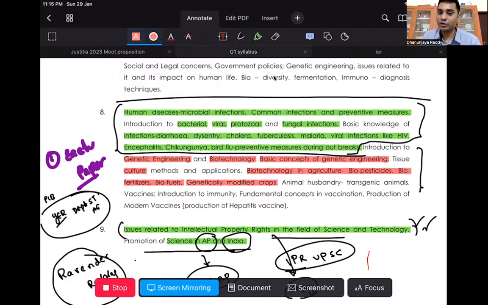The difference between biotechnology and genetically modified crops you should know. And then animal husbandry, in that transgenic animals. So until this is one chapter.